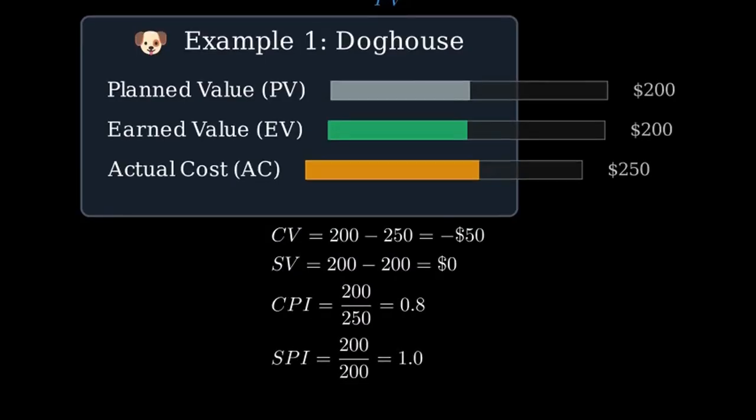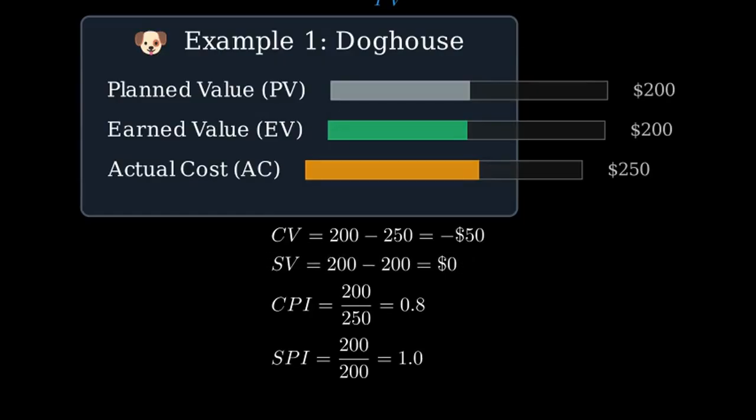Cost variance equals earned value minus actual cost, which is 200 minus 250 equals negative $50. Schedule variance equals earned value minus planned value, which is 200 minus 200 equals 0.